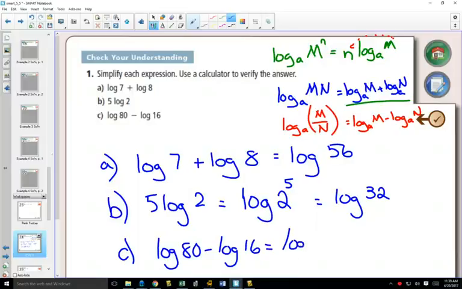That would be the same. Again, whatever base you have, and all of these ones have a common base, the base of 10, you have to make sure that your bases match. That's why the little a is there, saying that it works with any base, as long as the base stays the same on both sides of the equation. So we have log of 80 over 16, which if you simplify that, is going to be log of 5.